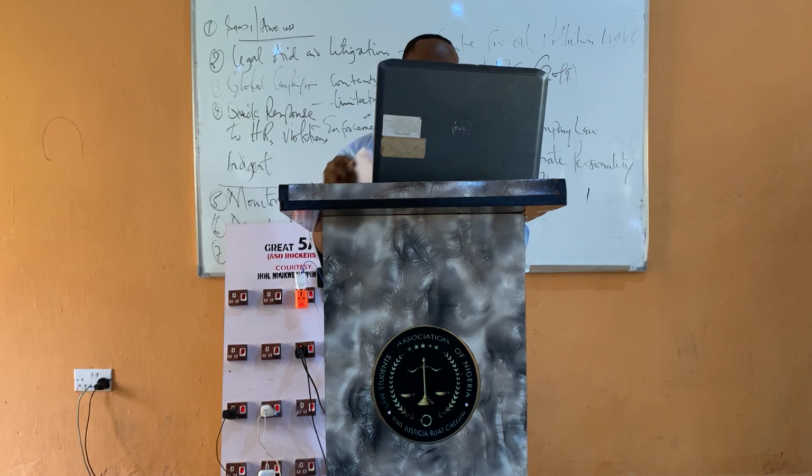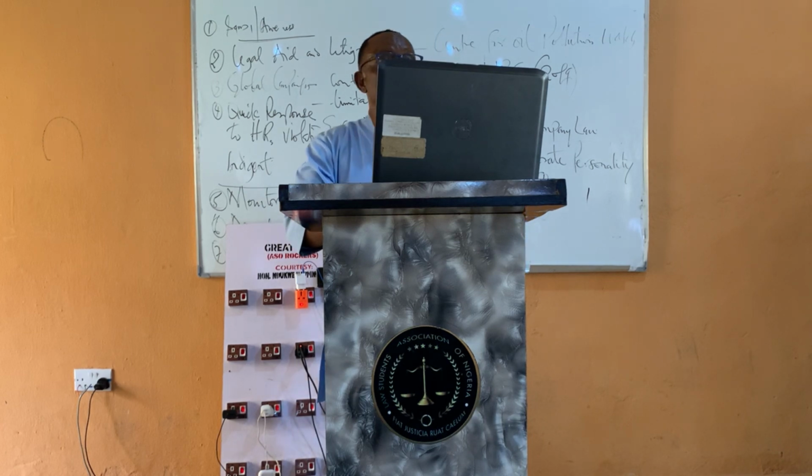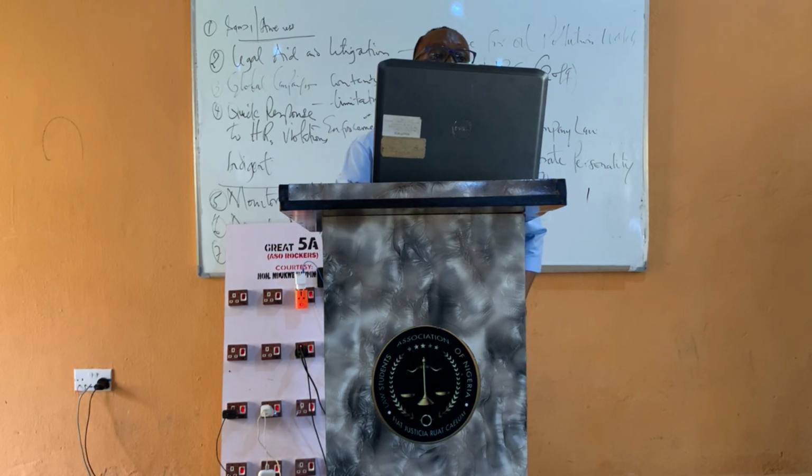When a spouse is relying on adultery, the spouse must be able to do what? Name the co-adulterer as a party to the suit. The co-adulterer must be made a party to the suit.